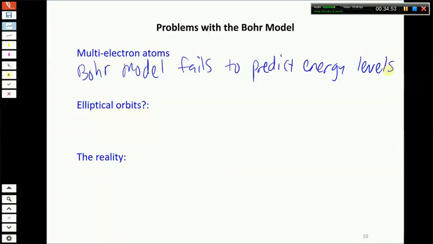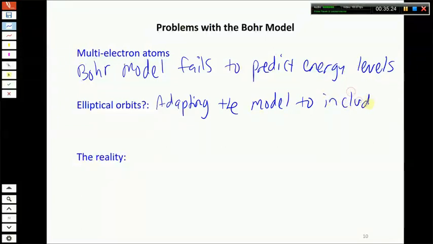One modification that people tried was to do elliptical orbits. So the Bohr model assumes that the orbits are completely circular. Some people said, well, what if instead, especially in multi-electron atoms, you had elliptical orbits? Remember, an ellipse is just like a stretched circle, not completely circular, but still a round orbit. So they tried to do this, and all these math wizards went after the problem and tried to come up with models that account for elliptical orbits and see if that fits the data, and it still doesn't work. So elliptical orbits was not the answer. Adapting the model to include elliptical orbits instead of circular orbits, as the initial Bohr model suggested, didn't help at all.